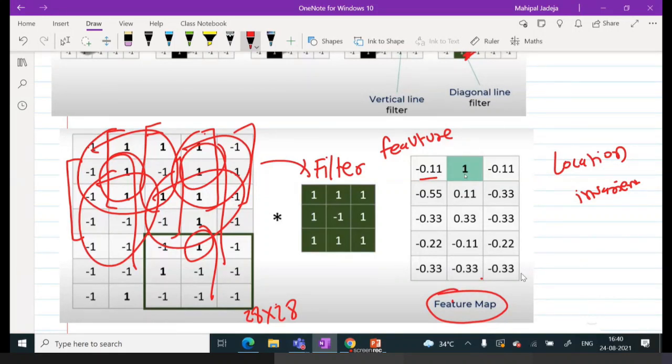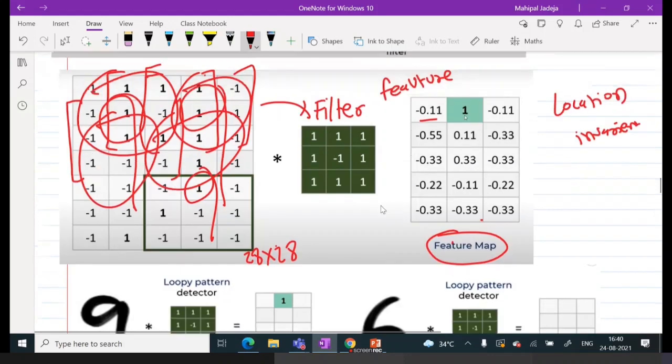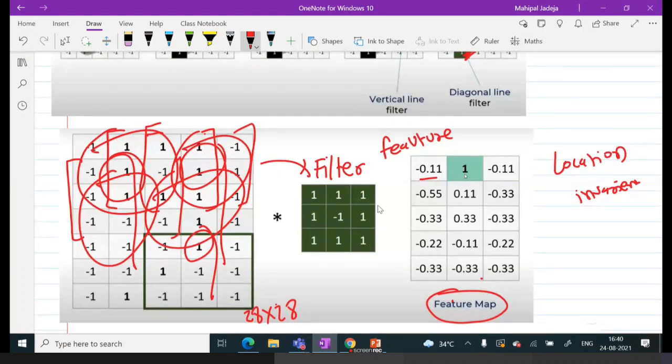So the dimension is also reduced, and this reduction in dimension will ultimately help me in terms of less number of neurons and hence less computation with respect to overall modeling, right? So that is the key aspect with respect to filter.